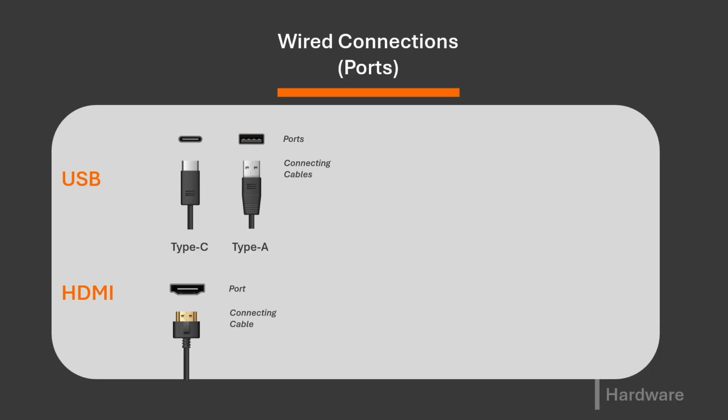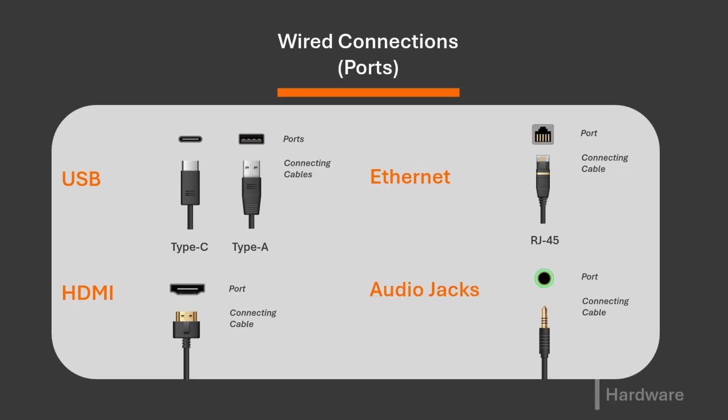High-definition multimedia interface ports or HDMI ports connect display devices like monitors and projectors. Ethernet ports allow a wired network connection for stable internet access. The Ethernet port is also called an RJ45 port. Audio jacks connect speakers, microphones, and headsets.